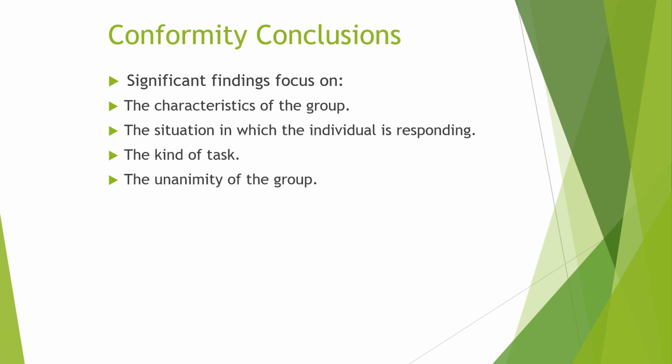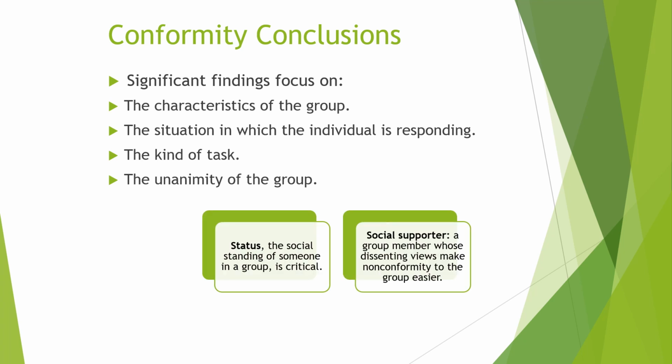There are two other things that we look at: status and social support. The status, or social standing, of someone in the group is critical. If there is one person who has very high status compared to others in the group, they are more likely to get others to conform with them.